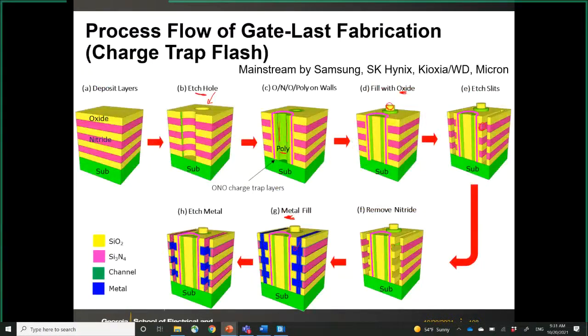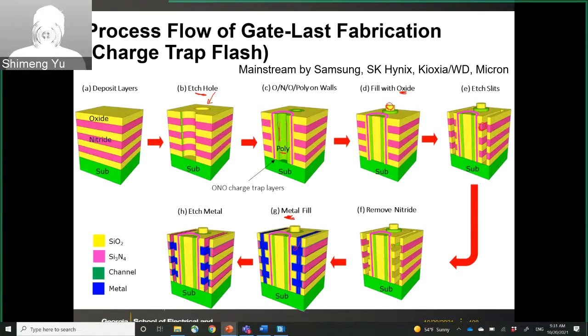And this is just a quick review of the gate mask fabrication process used for the charge trap. So this is the mainstream technology used by the industry today, including Samsung, SK Hynix, Kioxia, Western Digital, and Micron. So let's repeat one more time. So basically, you deposit multiple tiers, like the nitride and oxide sandwiches, multi-tier, depending on the number of layers you want to fabricate for the 3D NAND flash.